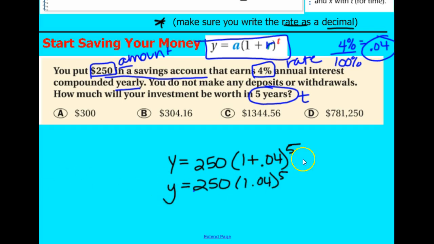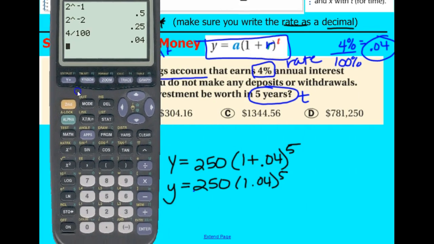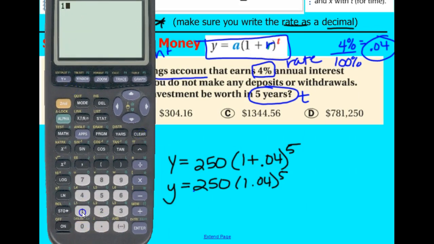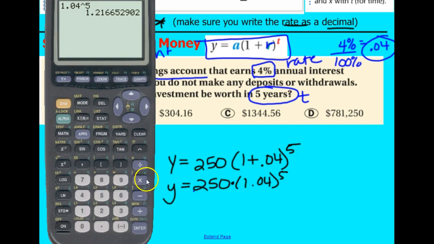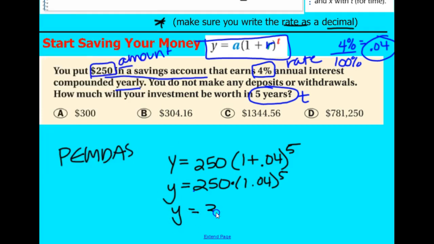Order of operations tells me to do my exponent first. Remember PEMDAS? We've got to do our exponent first. So in my calculator, I'm going to plug in 1.04 to the power of 5. And then I'm going to leave that in my calculator and multiply by 250. So times 250. Y is 304.16, which matches B.